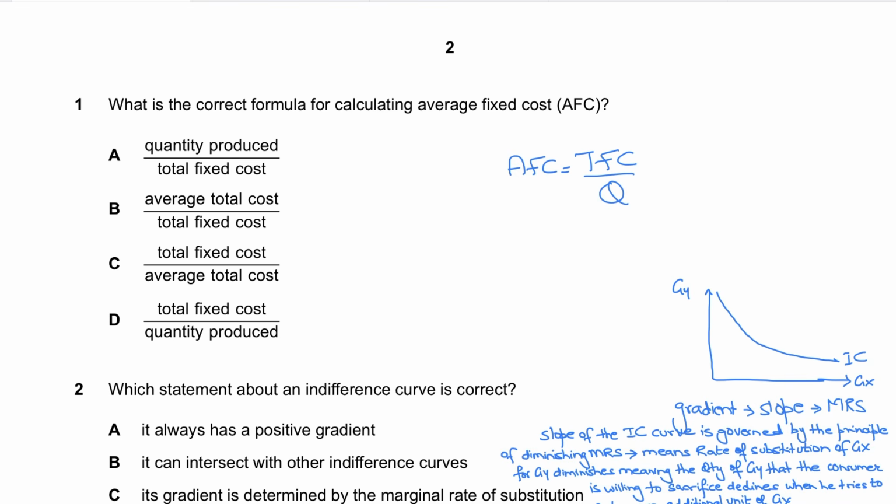The first question says, what is the correct formula for calculating average fixed cost? Pretty simple, straightforward question. We all know what average fixed cost is. I'm sure most of you will get this right. Total fixed cost divided by the quantity. Fixed cost is the cost that does not change with output, and hence your AFC will fall as the quantity increases. So the answer is D for David, total fixed cost divided by quantity produced.